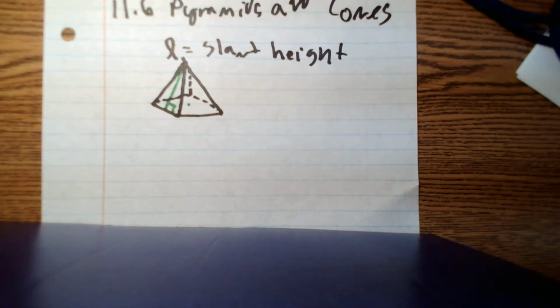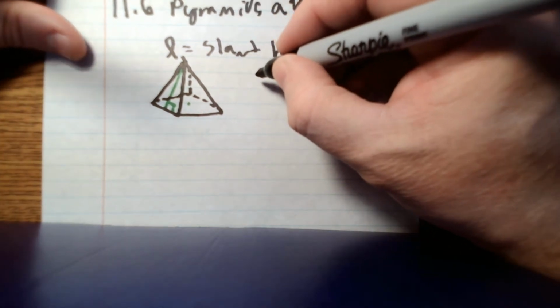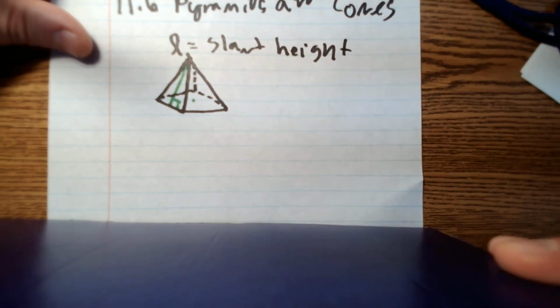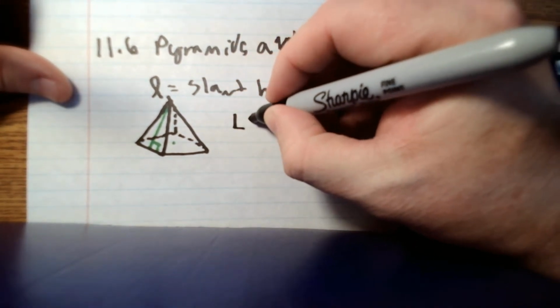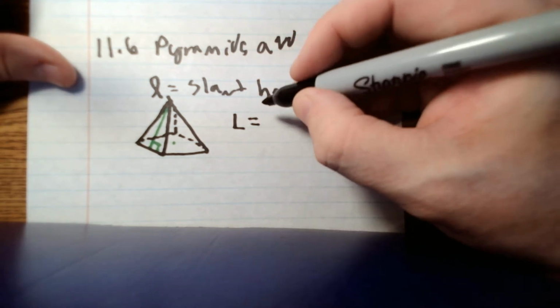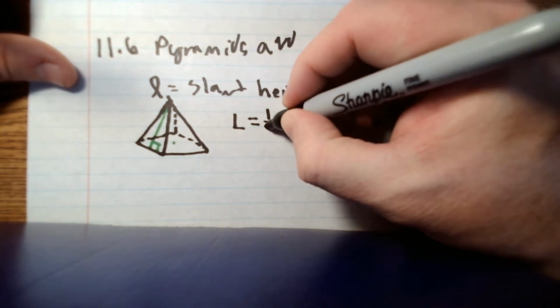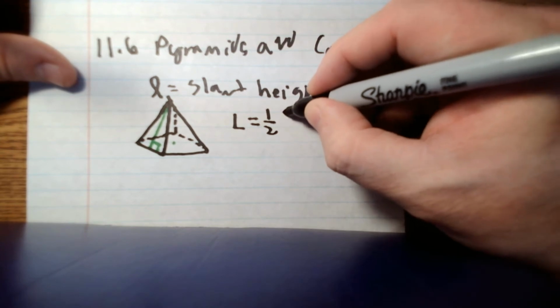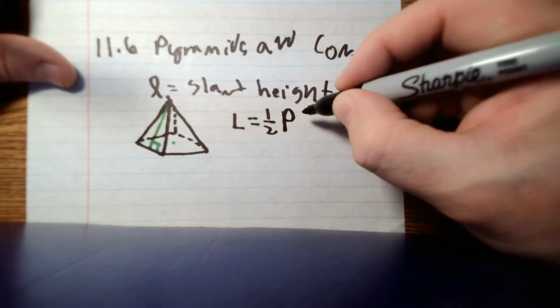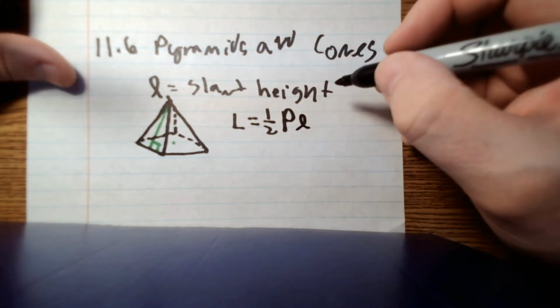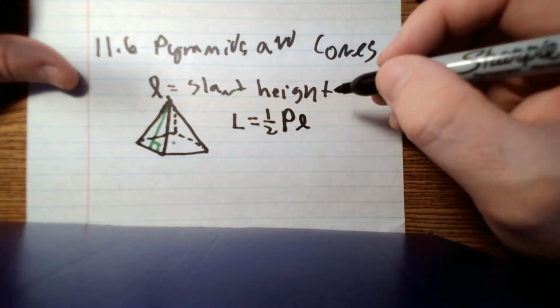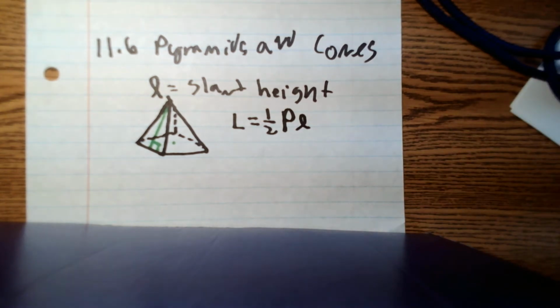And so let's go ahead and write our formulas that we need. We're going to do lateral area and surface area again. Lateral area is going to equal 1/2 the perimeter of the base and the slant height, which is cursive L. And it's cursive L mainly because if the book wrote a regular L, it would look like a 1.